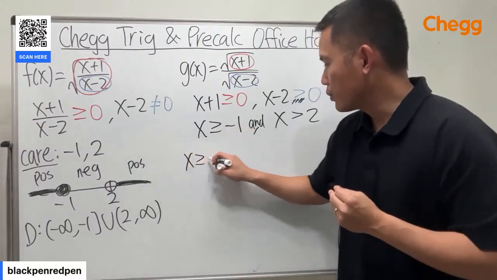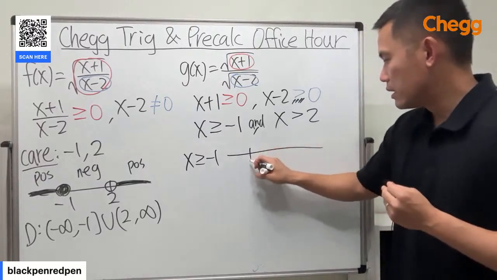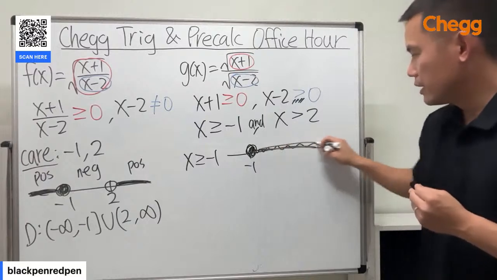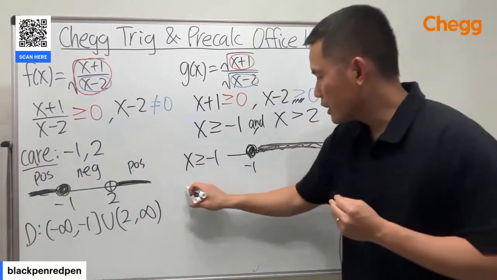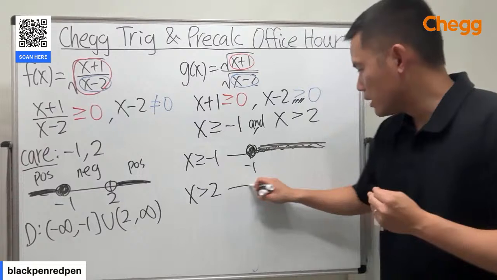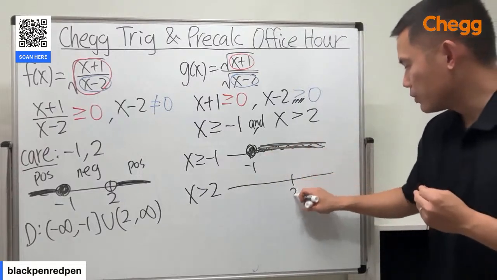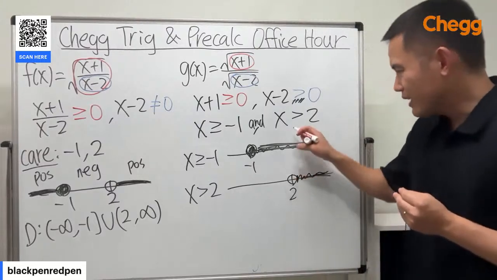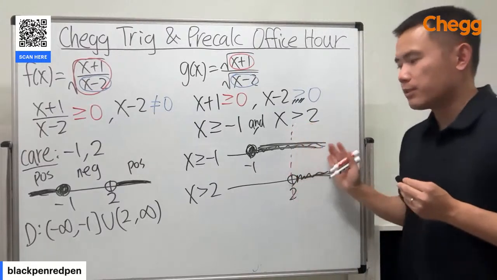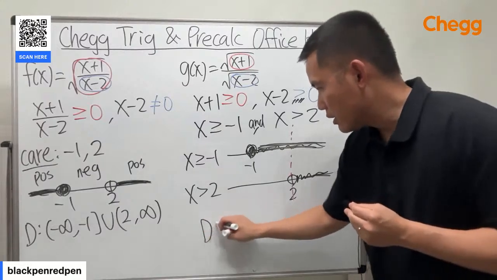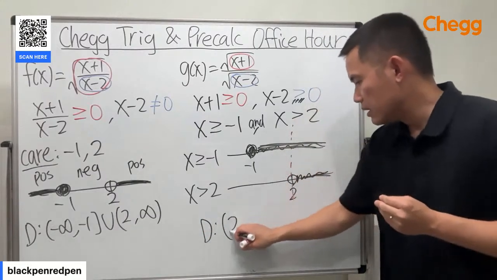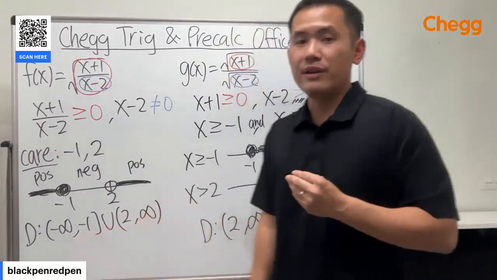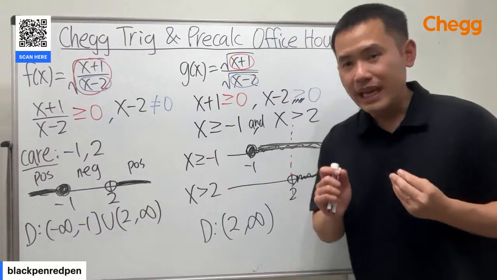If you look at x is greater than or equal to -1, it's like this. This is the number line for that. And if you're looking for x is greater than 2, let's make a mark right here, 2, open circle, and go all the way here. And you're looking for the intersection, which is this portion. So the domain is 2 to infinity. You do not have this part right here.